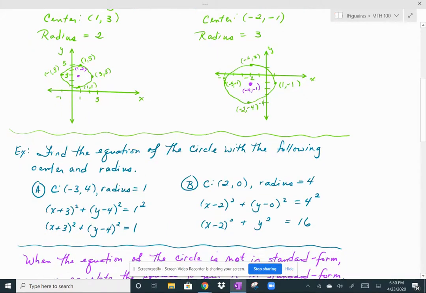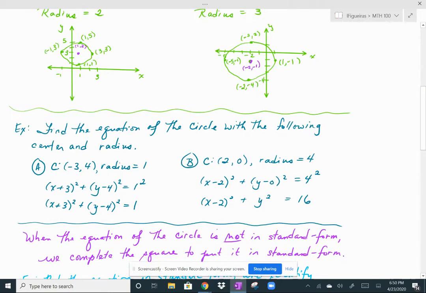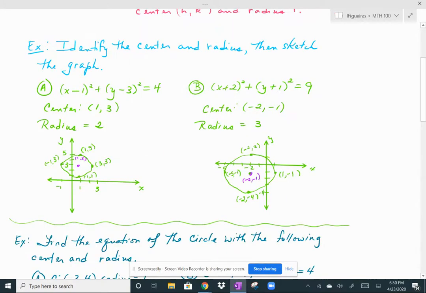All right, so this time you're going to be given the center and the radius, in order to determine the equation. So all you really have to do is remember the format of the equation, which was up here in this pink box. Okay, so let's go back to those 2 examples.